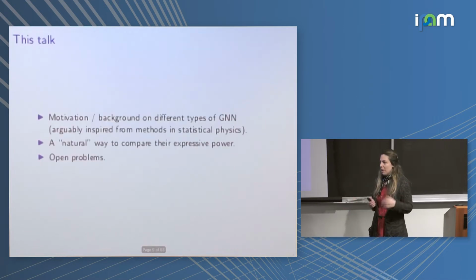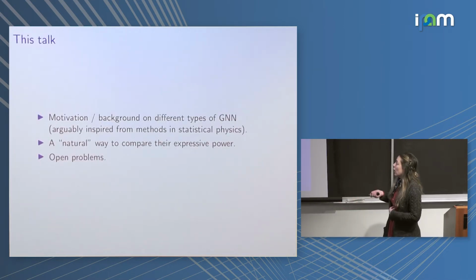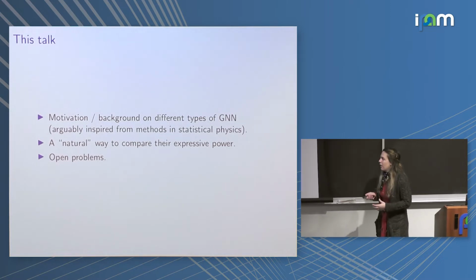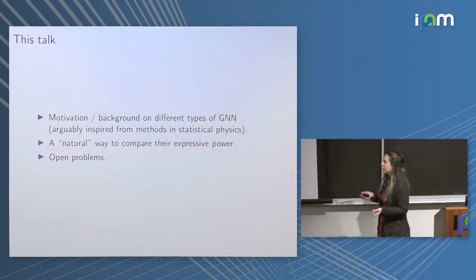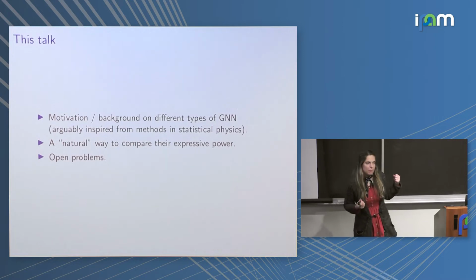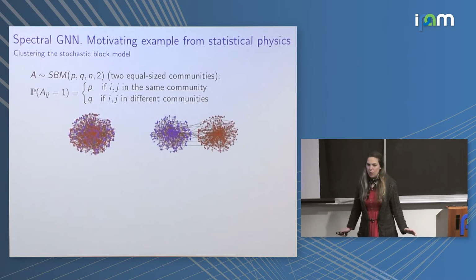So anyway, in this talk, I'm going to give some motivation, so background on different types of graph neural networks, inspired by statistical physics maybe, and a natural way to compare the expressive power of these neural networks, and some open problems.